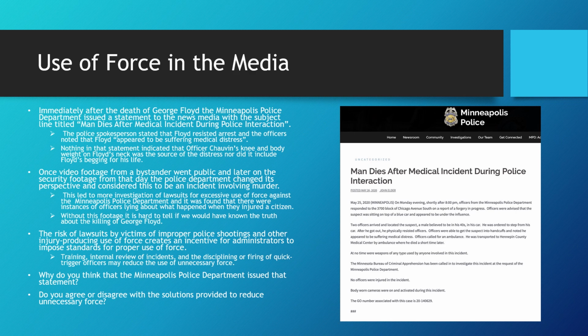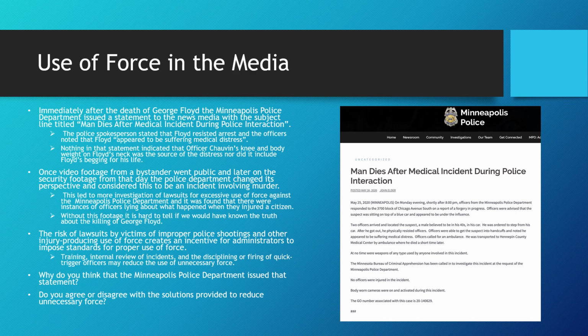Nothing in that statement indicated that Officer Chauvin's knee and body weight on Floyd's neck was the source of the distress, nor did it include Floyd begging for his life. Once the video footage from a bystander went public, and later the security footage from that day, the police department changed its perspective and considered this to be an incident involving murder.